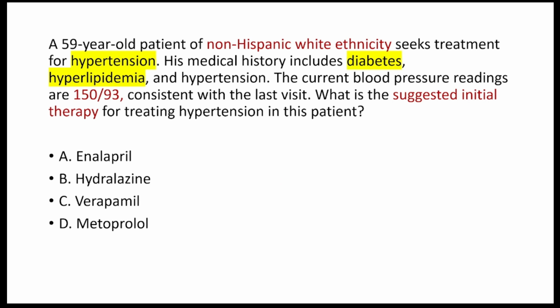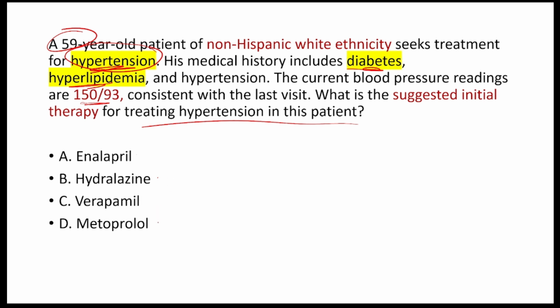Okay, another case study: a 59-year-old patient of non-Hispanic white ethnicity seeks treatment for hypertension. He has a medical history of diabetes and hyperlipidemia. Now we have a 59-year-old patient suffering from hypertension, diabetes, and hyperlipidemia. The current blood pressure reading is 150/93. What is the suggested initial therapy for this patient? What do you think? Enalapril, hydralazine, verapamil, or metoprolol?